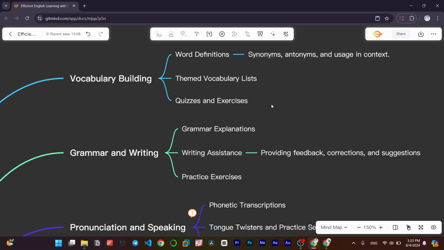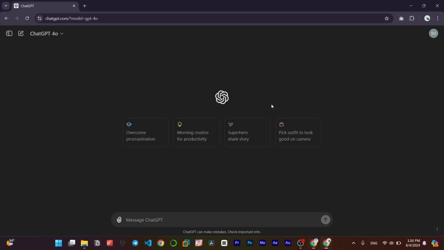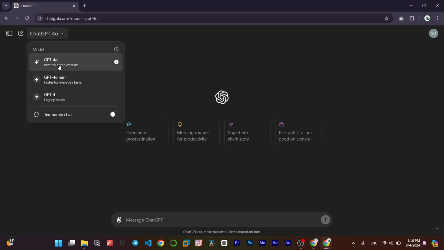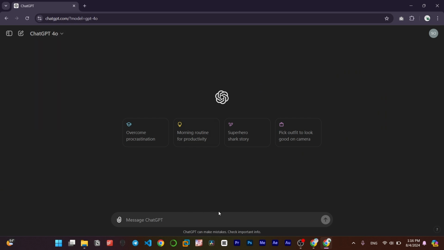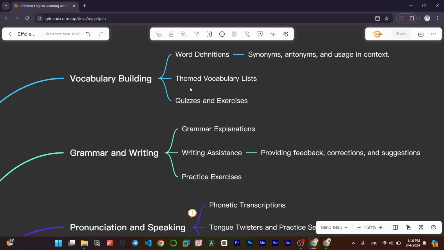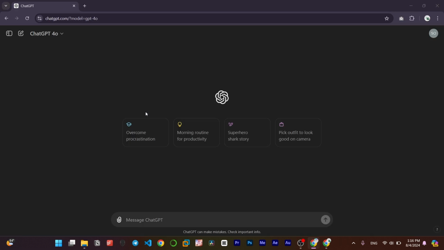Okay, guys. This is ChatGPT Premium, and as you see, the generation is 4.0, and I'd like to talk about word definitions and vocabulary building, to show you how you can use it. Okay, I'd like to explore the meaning of, for instance, I don't know, laptop.